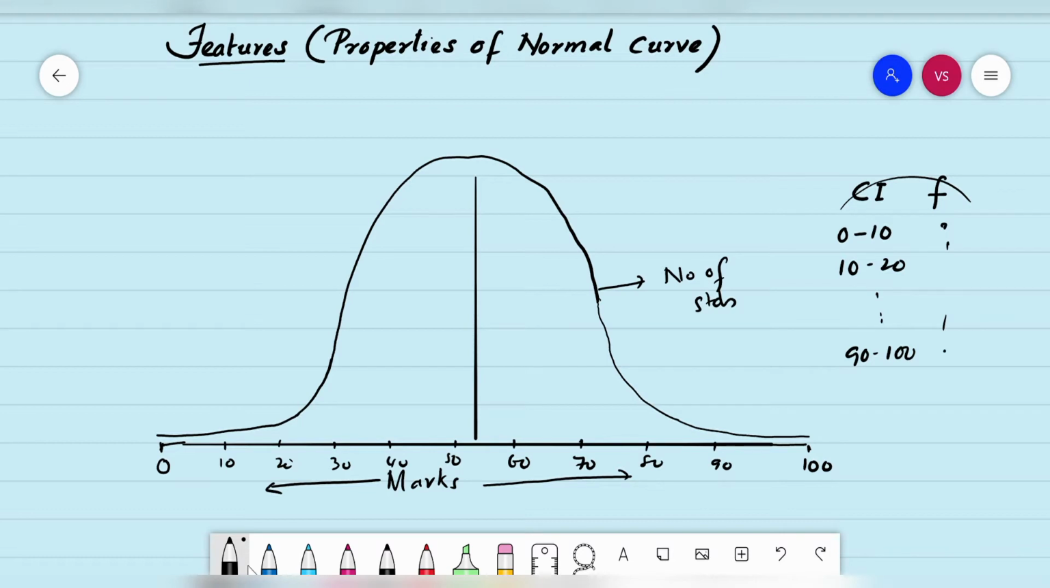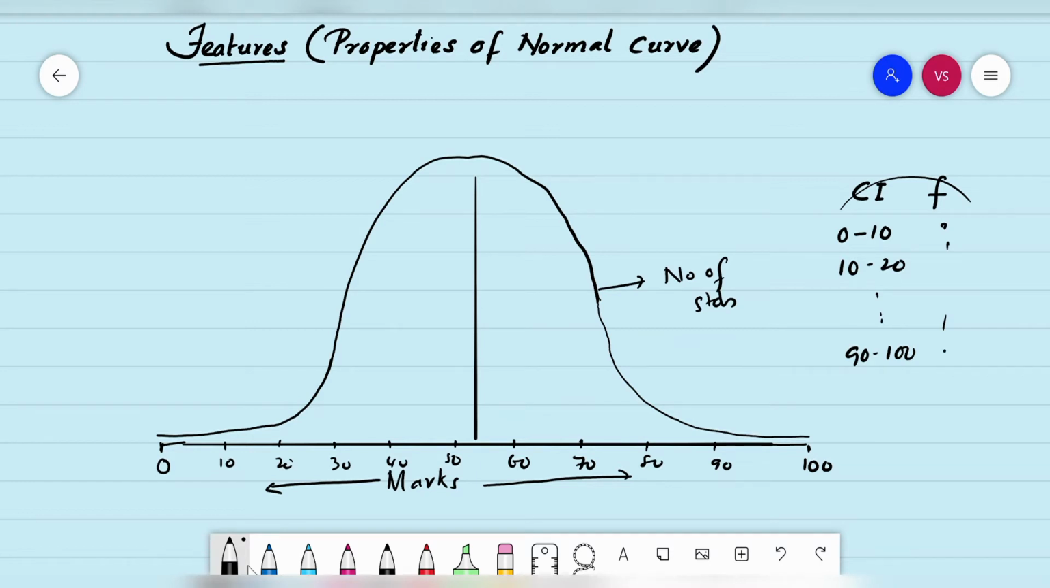In an examination of 100 marks, the scoring pattern of the students will form a bell-shaped curve. This is what I mean. If you ask how many students have scored 0 marks, there will be few students scoring 0 marks. There will be very few students scoring 1 mark, 2 marks. And as the score starts to increase, the graph also starts to increase. This is all number of students.